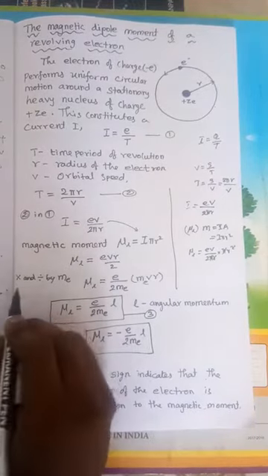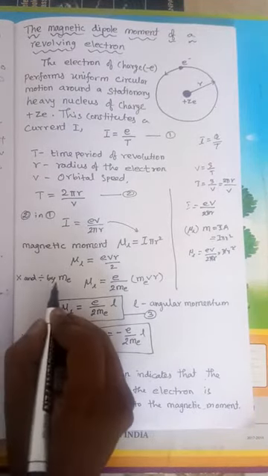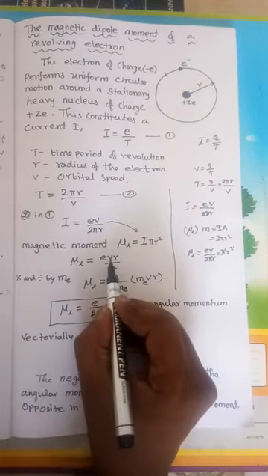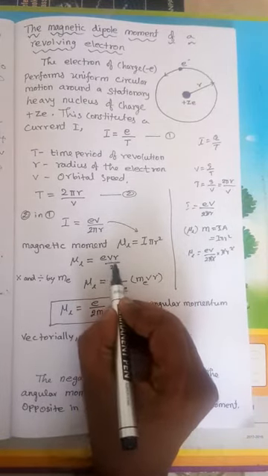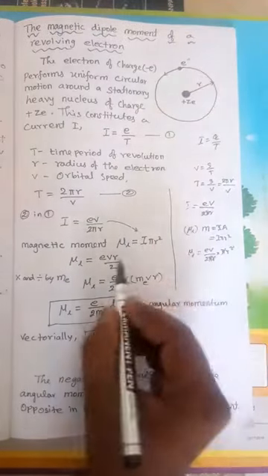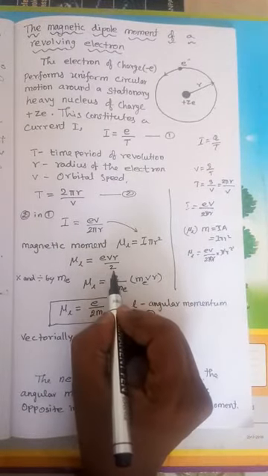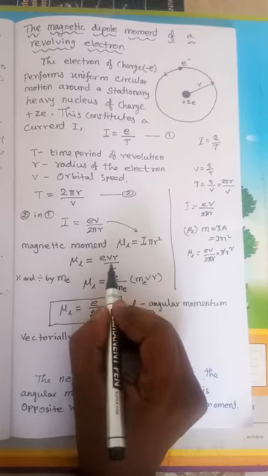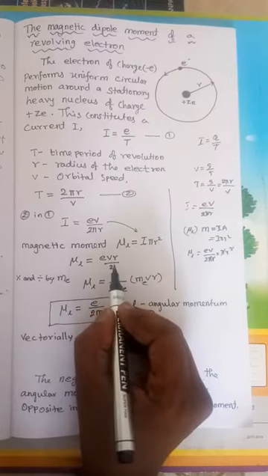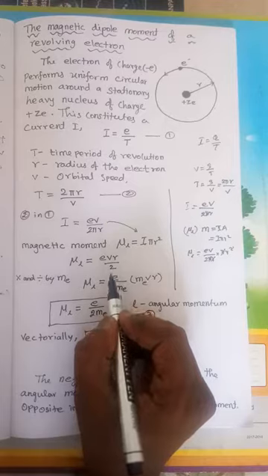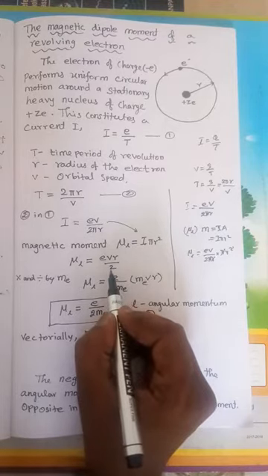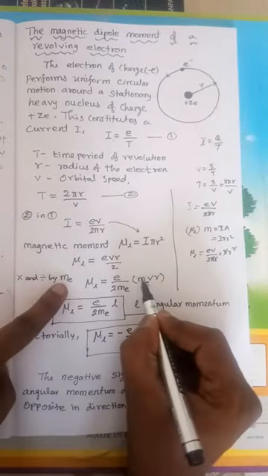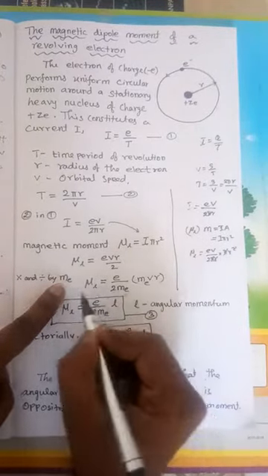Here e is the charge of the electron, V is the velocity of the electron, r is the radius of the orbit, and 2 is a constant number. One important physical quantity is not there. What is that physical quantity? The mass of the electron. So you have to introduce the mass of the electron here: multiply and divide by the mass of the electron.